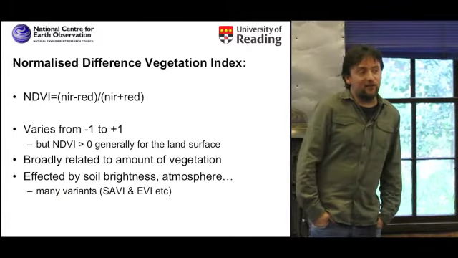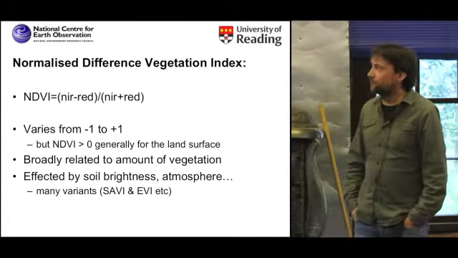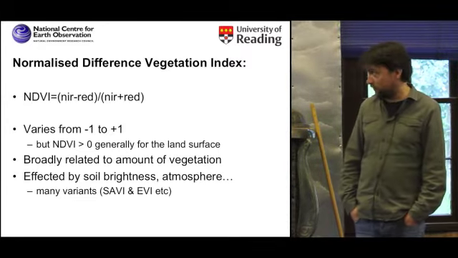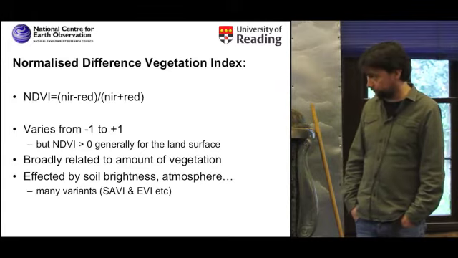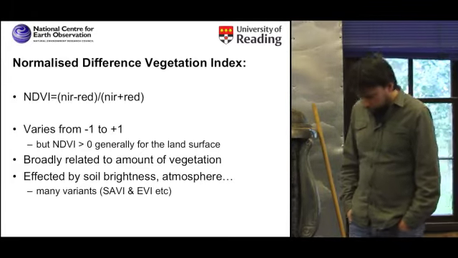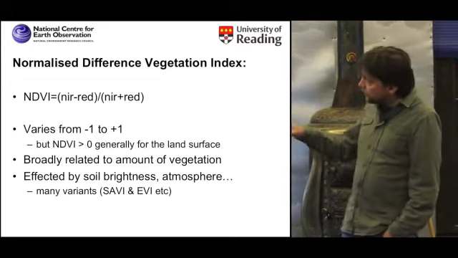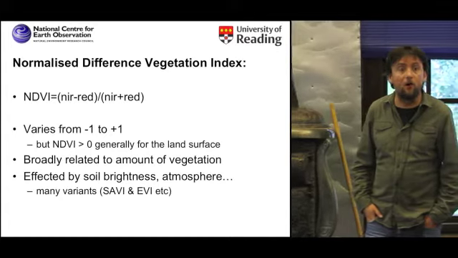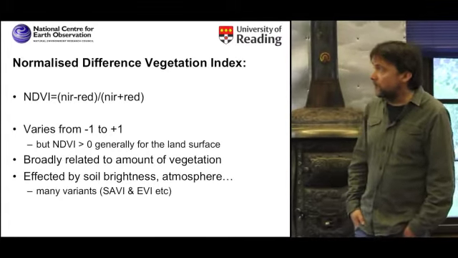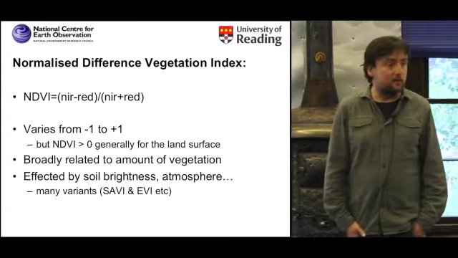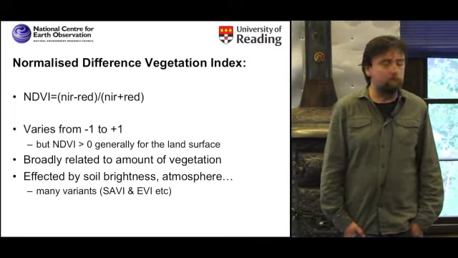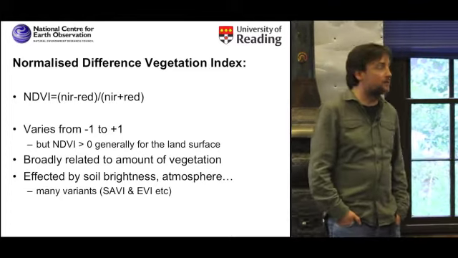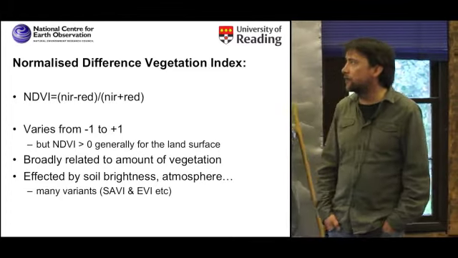The calculation is trivial. It is simply near-infrared minus red reflectance over the sum of near-infrared plus red reflectance. That gives us, that equation for any set of numbers will vary between -1 and 1. But generally, for most of the land surface, it will be greater than 0. Because for most of the land surface, the near-infrared reflectance will always be higher than the red reflectance.